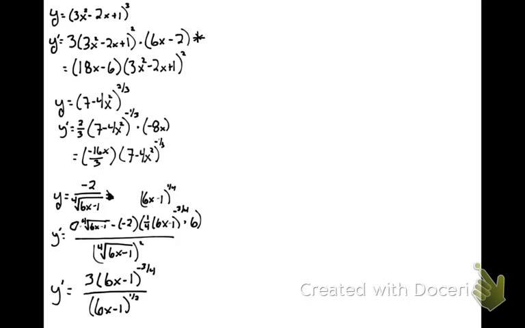And I can clean this up just a little bit more by bringing this piece down, and I'll end up with 3 over (6x - 1). And when I bring that (6x - 1) to the negative 3/4 down, I end up with 5/4 as my exponent. And this problem in particular highlights this idea about calculus, that it isn't the calculus that's hard, but it's the algebra that can be confusing.